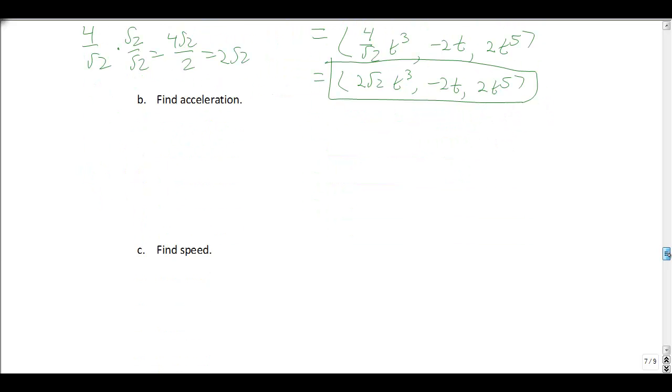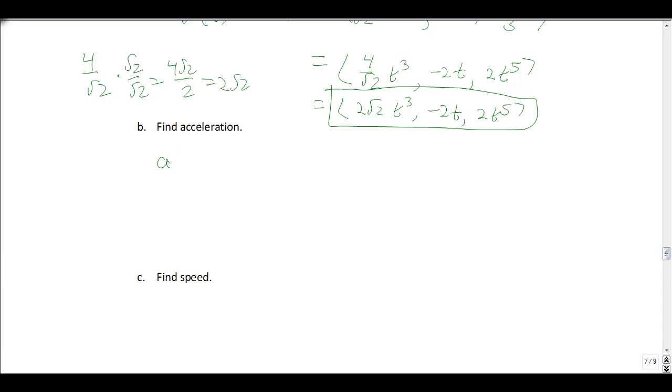Acceleration is just the derivative of velocity. So acceleration of t is the derivative of the velocity, or the second derivative of position. You could start with position again and take 2 derivatives, but you've already got 1, so why not just differentiate that? What I'm going to get here, not really r double prime, but the derivative of this vector, is 2 square roots of 2 times 3t squared. The derivative of t cubed is 3t squared.